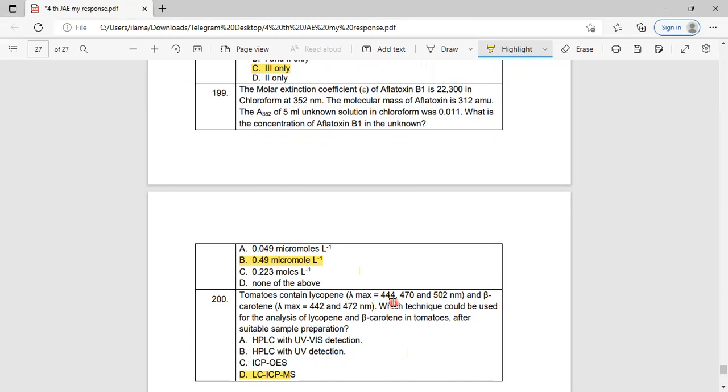Tomatoes contain lycopene, with lambda max 444, 470, and 502 nanometer, and beta carotene, with lambda max values of 442 and 472. Which technique could be used for the analysis of lycopene and beta carotene in tomatoes after suitable sample preparation? LC-ICP-MS. Liquid chromatography with inductively coupled plasma mass spectrometry is a suitable method.